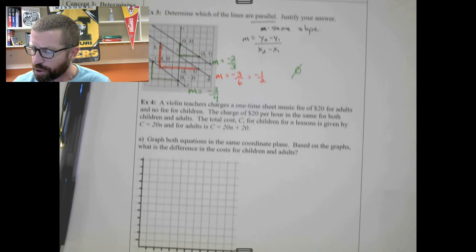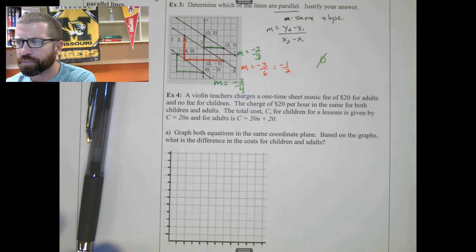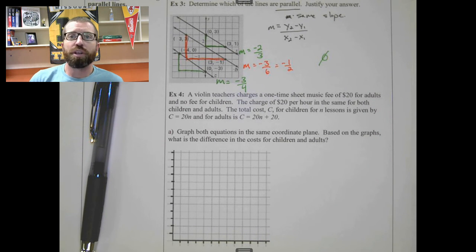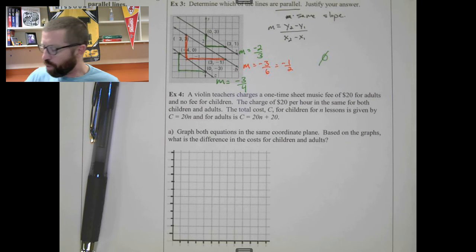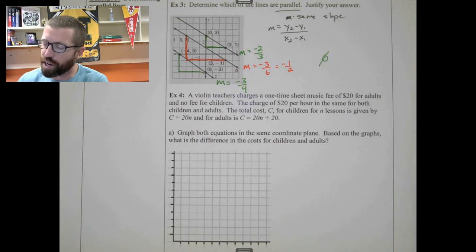Okay, and then pause the video and try this last one, and then we'll take a look at it together. So one thing, get comfortable reading. Sometimes the reading is a big part of the problem, and sometimes it's just kind of there as a distractor, and it's not totally necessary. In this case, it does give you context.